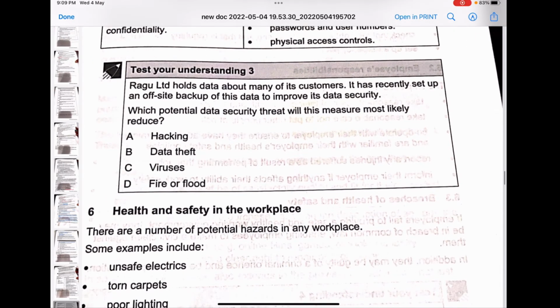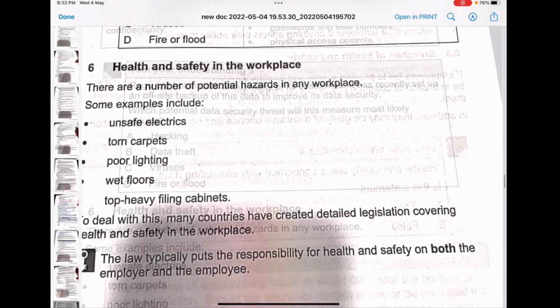Ragu Limited holds data about many of its customers. It has recently set up an off-site backup of this data to improve its data security. Which potential data security threat will this measure most likely reduce? It will reduce D. So the answer is D. Off-site backups will protect us from fire, flood, etc., not from theft, not from hacking, not from viruses.